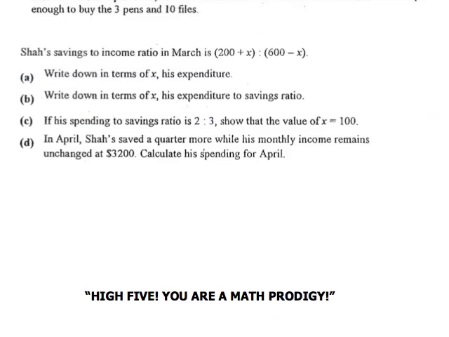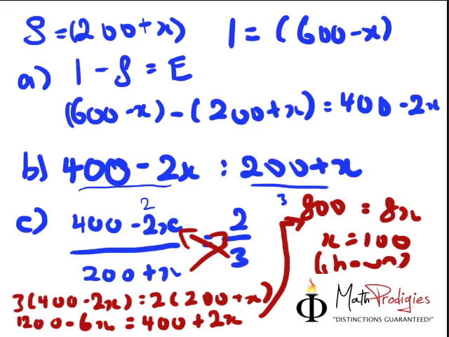So for part D, in April, Shah saved a quarter more while his monthly income remains unchanged at $3,200. Calculate his spending for April. Now you know X equals 100, right? So what we can do is sub it in. Savings is 200 plus 100, which gives you $300. What's the income? 600 minus 100 gives you 500.